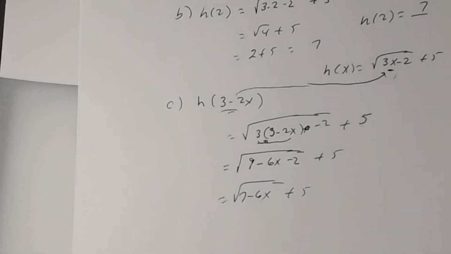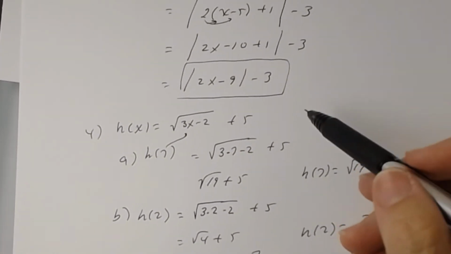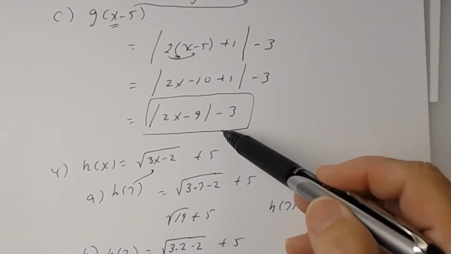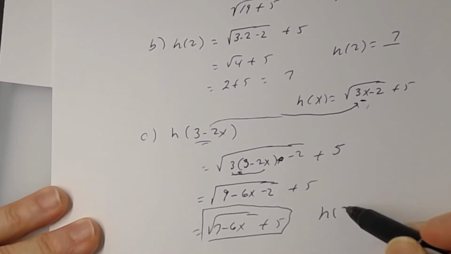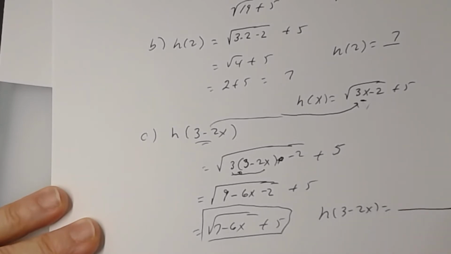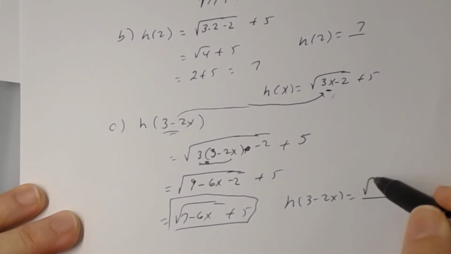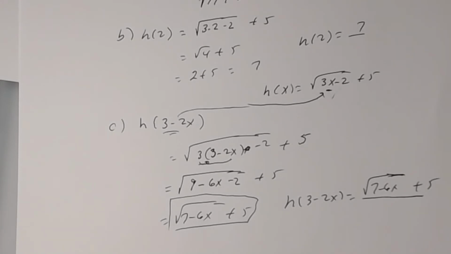And just like with the absolute value, there's nothing else you can do. Remember part C of the absolute value right here? I was done. I can't do anything else. So I'm done. So this right here, you would say h of 3 minus 2x equals blank. What goes in that blank? The square root of 7 minus 6x plus 5. All right, so just a matter of you remembering how to write the answer. So on the worksheet, you are going to have a square root. You are going to have absolute value. Just use these examples as a guide.